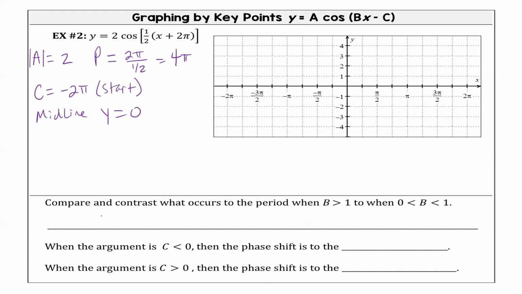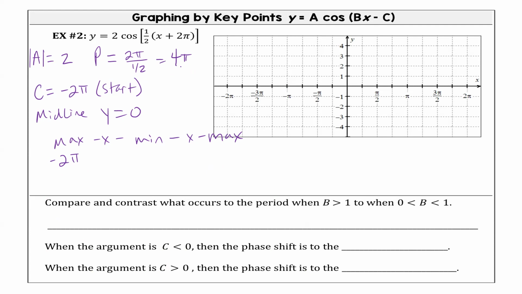Okay, so think about a cup. It's a positive cup. We're going to have a max, then an X, then a min, then an X, then a max, right? So we know where we start. Where do we start at? -2 pi. And how long is it going to take me to get from -2 pi to my end? 4 pi. It's going to take me 4 pi.